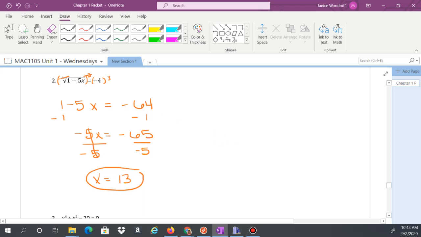Okay, and I can look at that and check real quick. 1 minus 5 times 13. 5 times 13 is 65. 1 minus 65 is negative 64. Cube root of negative 64, negative 4. You can take an odd root of a negative. That's okay. So if I go cube root of negative 64, that's fine. It's just a negative number. But I can't take an even root of a negative because then two negatives would cancel out.